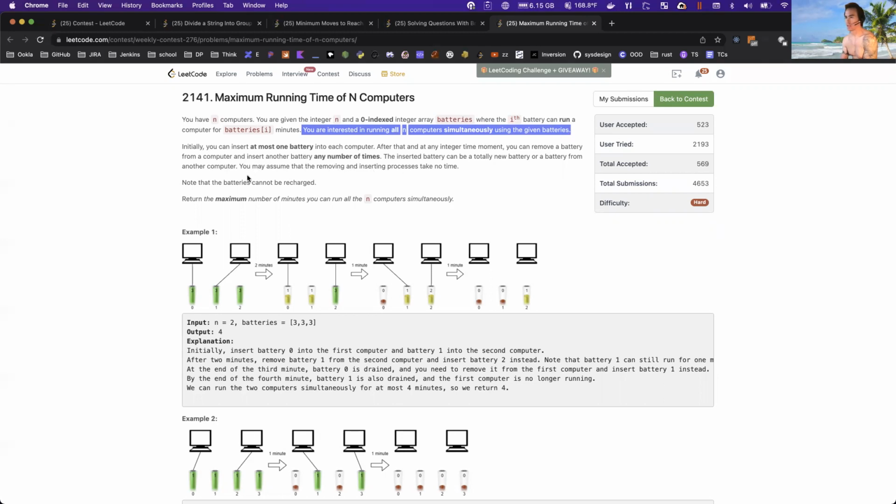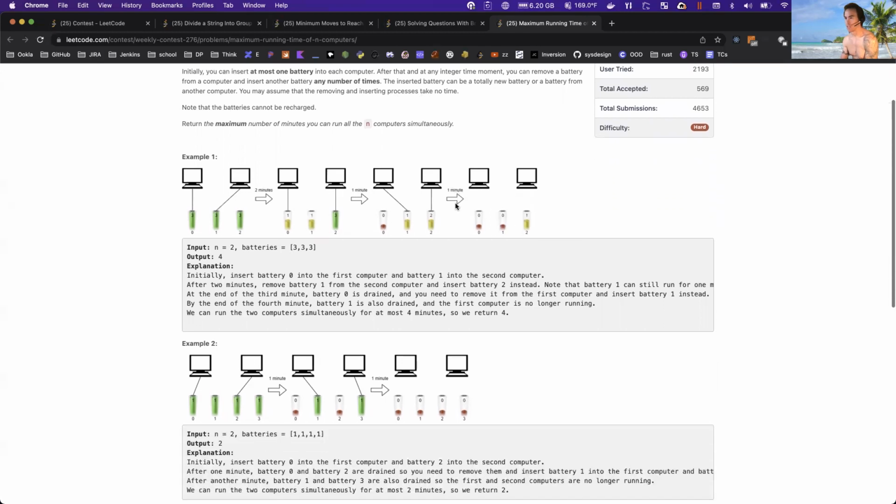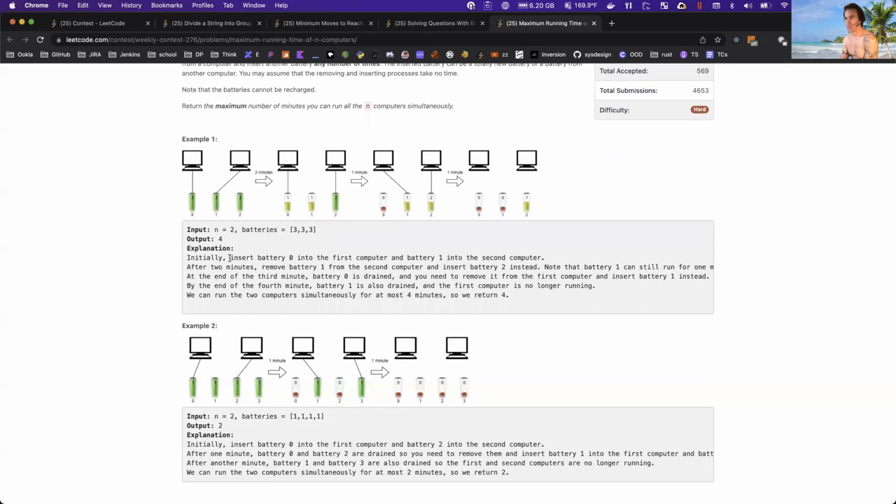Moving and inserting take no time. Okay, there's no cost for moving or inserting. Batteries cannot be recharged. Return the maximum number of minutes you can run all n computers simultaneously. In the example, n equals 2 and batteries is [3,3,3]. Initially, insert battery 0 into the first computer, and battery 1 into the second computer.